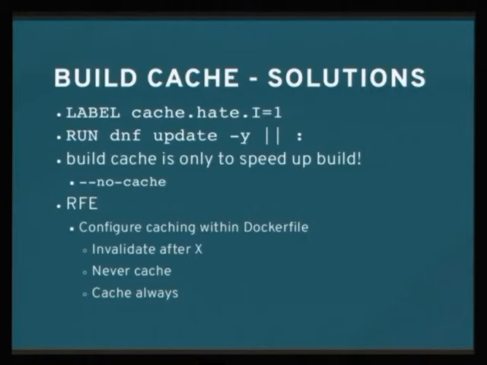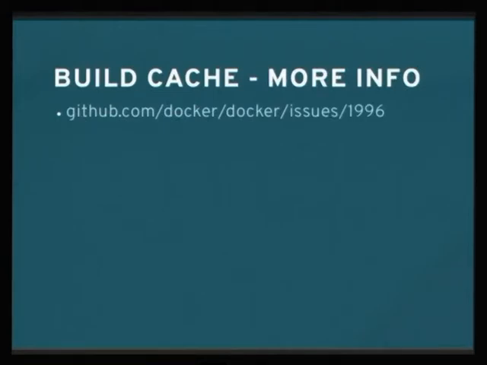A possible RFE for this would be if you could say in your Dockerfile, okay, I have this command and I would like to invalidate it after 1 hour, 10 minutes, 1 year. That would be, I guess, a pretty good solution. Also, you could set that, okay, never cache this layer or always cache this layer. You can do that, but for the whole Dockerfile, not for each instruction. If you want to know more why this is still not in Docker, here is an issue where the discussion is. It's of course closed.